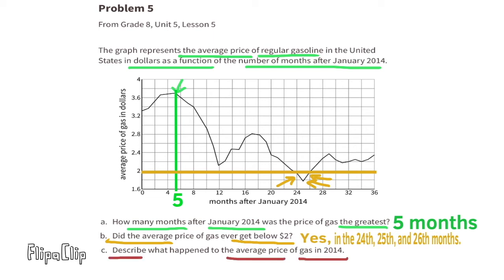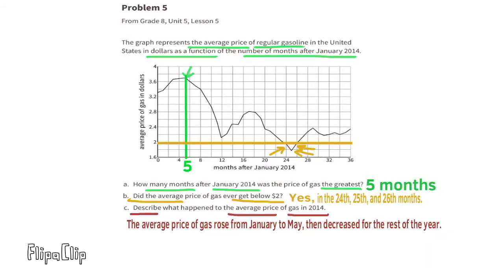C. Describe what happened to the average price of gas in 2014. The average price of gas rose from January to May. Then, the average price of gas decreased the rest of the year.